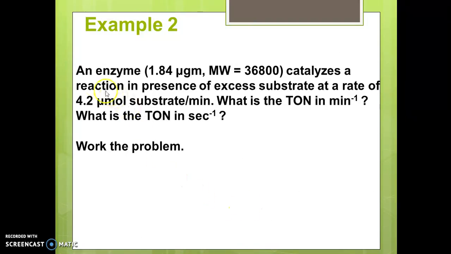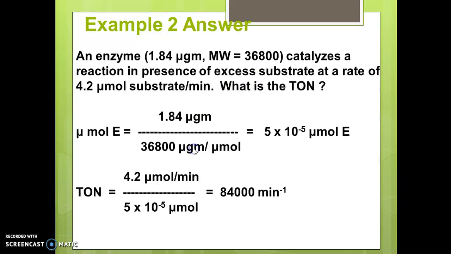Now the second example. An enzyme of 1.84 microgram and molecular weight 36,800 catalyzes a reaction in the presence of excess substrate at a rate of 4.2 micromole substrate per minute. What is the turnover number in minute inverse? And what is the turnover number in second inverse? Now the first part of the question, that is turnover number in minute inverse.